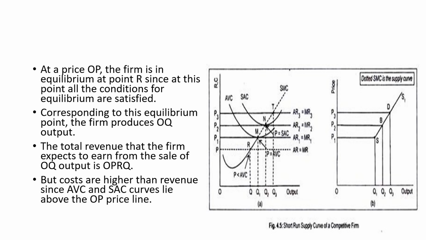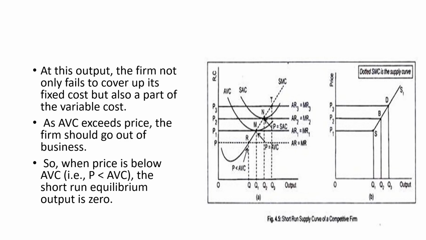But costs are higher than revenue at this point because the average variable cost and short-run average cost curves lie above the OP price line. At this output level, the firm not only fails to cover its fixed cost, but also a part of its variable cost is not being covered. As the AVC exceeds the price, the firm should go out of business.